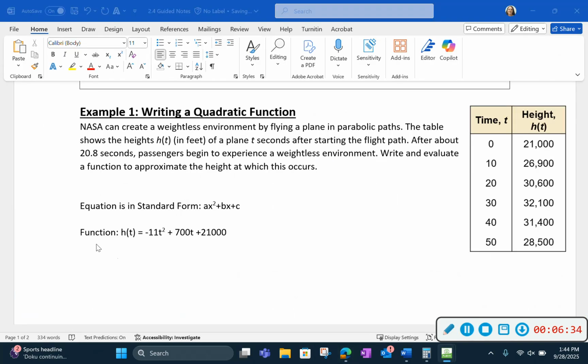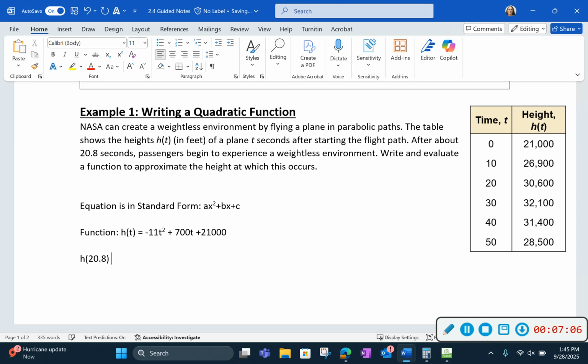All right, so the function that we found, since our word problem tells us h of t for height, I am going by those and using those values h of t for our equation. So now it does say after about 20.8 seconds, passengers began to experience a weightless environment. So we're supposed to evaluate this function to approximate the height at which this occurs. So this means we're looking for h of 20.8.